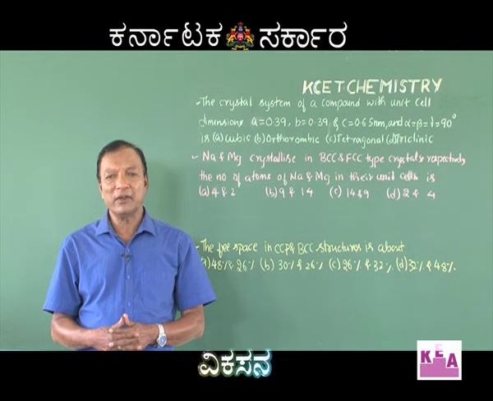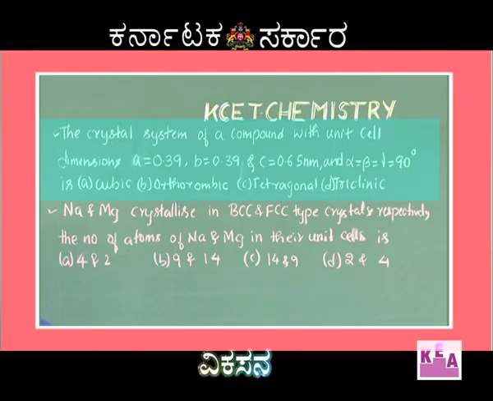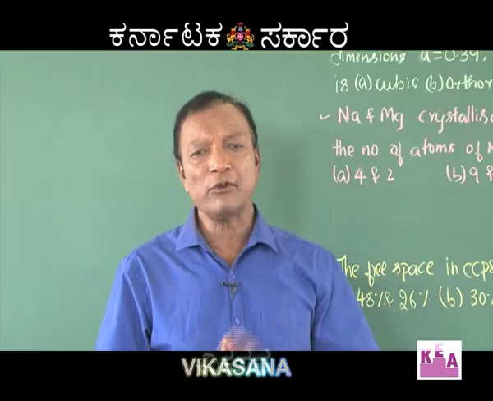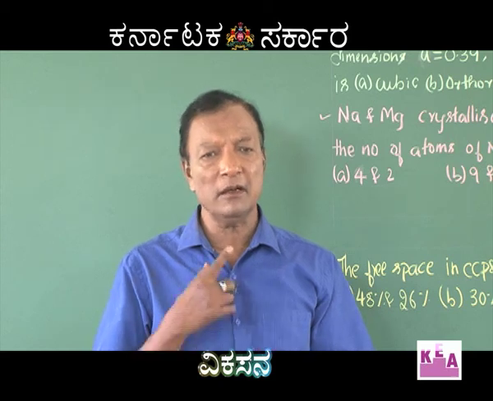Friends, we pick up with one more question. The crystal system of a compound with the unit cell dimensions, make a note, A equal to 0.39, B equal to 0.39, C equal to 0.65, given in nanometers, and the angles alpha, beta and gamma equal to 90 degree is. So first of all, what is meant by A, what is meant by B, and what is meant by C.